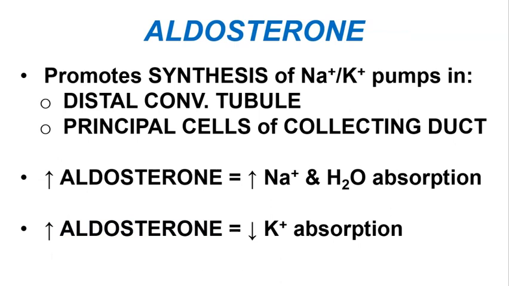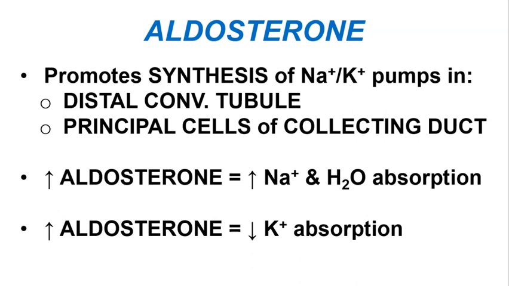The way that aldosterone works is that it promotes the synthesis of sodium-potassium pumps in the distal convoluted tubules as well as the collecting ducts of the kidney. These pumps work by using ATP as energy, and they pump sodium out of the filtrate and back into the bloodstream. The more sodium-potassium pumps that are within the tubules and the collecting ducts, the more sodium will be reclaimed from the filtrate and put back into the bloodstream.